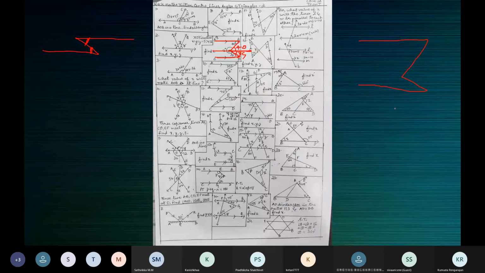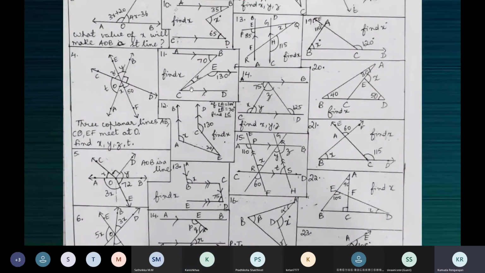Now, parallel line, transversal, parallel line. This is 130 degrees. This one is not known, so this is 50 degrees. ECD is 50, because see, parallel line, transversal, parallel line, 130 plus 50 will be 180. So if this is 130, this is 50.